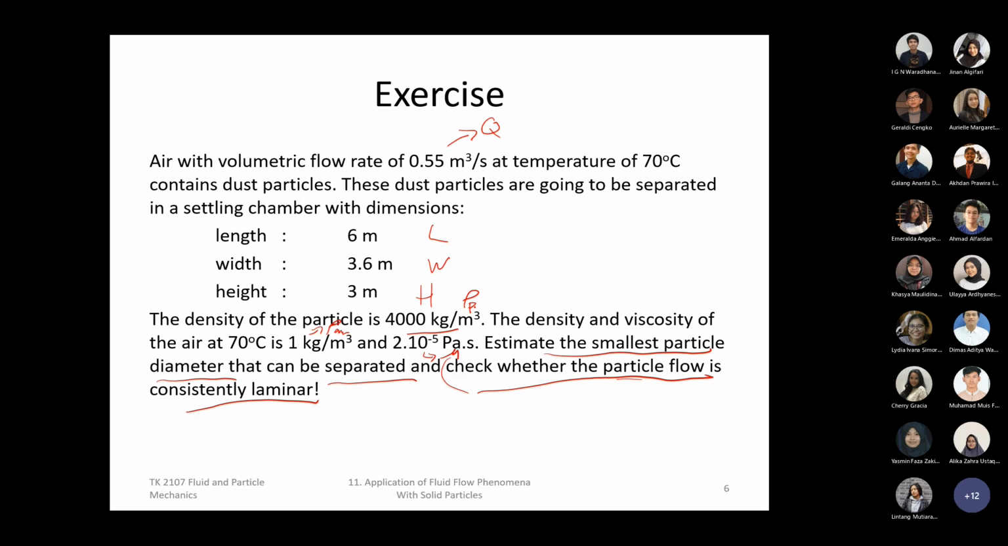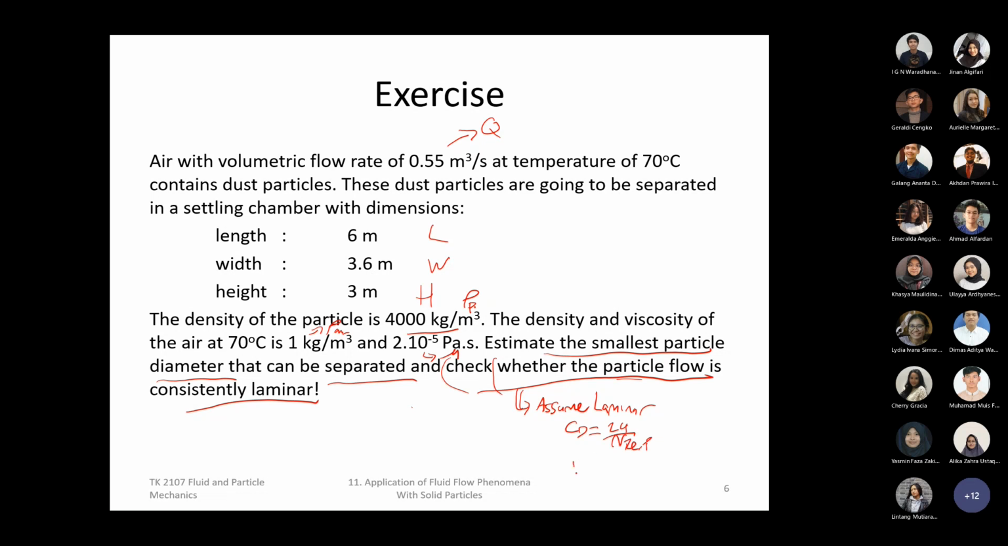In this case, you just need to directly substitute all of these numbers. If you have a hint like this, whether the particle flow is consistently laminar, it's a hint that you can start to assume it's laminar. That means you can assume that the CD is 24 per NRE.